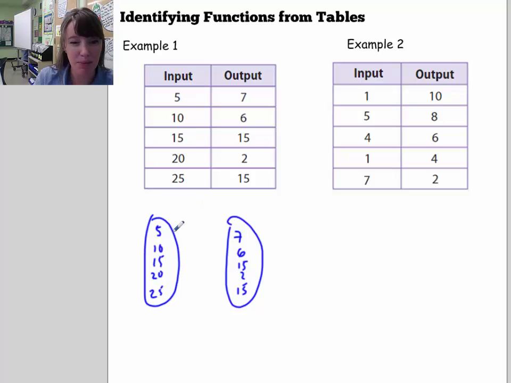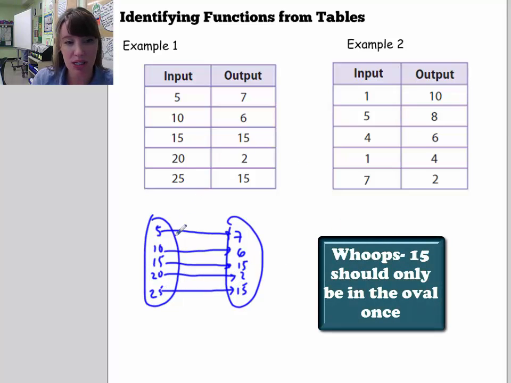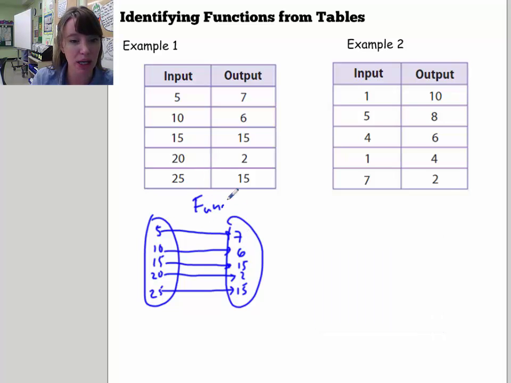And I could map, 5 goes to 7 and so on, right? But we could also just say 15 goes to 15, which is also okay. It just goes to itself. And 25 goes to 15. So here you can really see that each input is paired with exactly one output. So this right here is a function. This relationship between inputs and outputs is also a function.